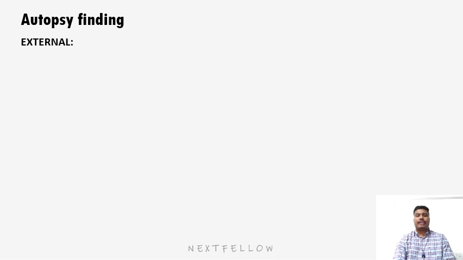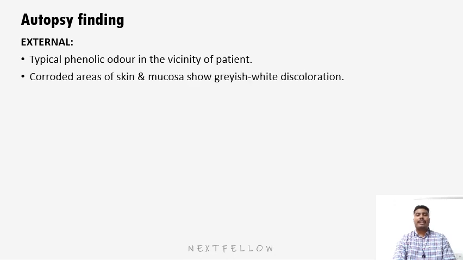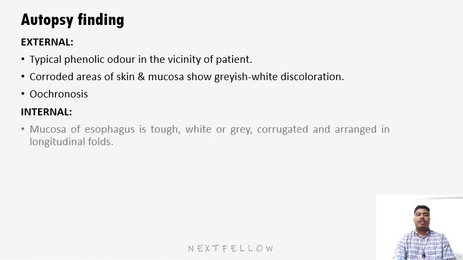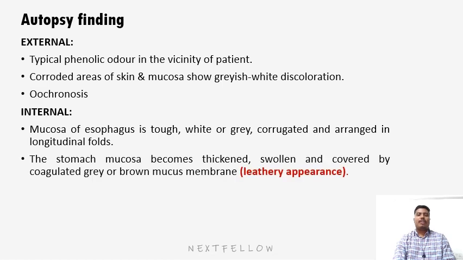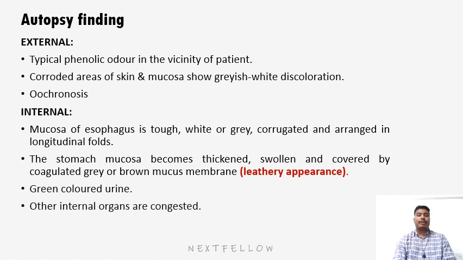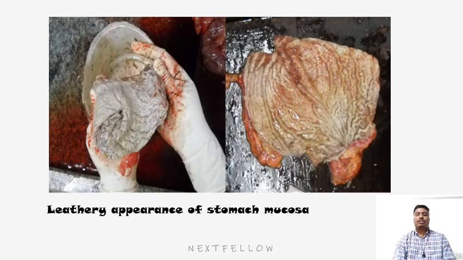Now, what are the autopsy findings? The external autopsy findings are the same as described earlier: typical phenolic odor in the vicinity of the patient, corroded area of skin and mucosa, ochronosis. Now, internal findings. Mucosa of esophagus is tough, white or grey, corrugated and arranged in longitudinal folds. The stomach mucosa becomes thickened, swollen and covered by coagulated grey or brown mucous membrane, that is, leathery appearance. It also has green colored urine. Other internal organs are congested. So this is how the stomach mucosa looked. It has a leathery appearance.